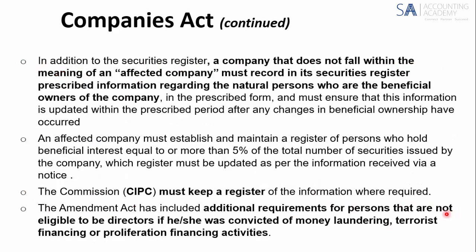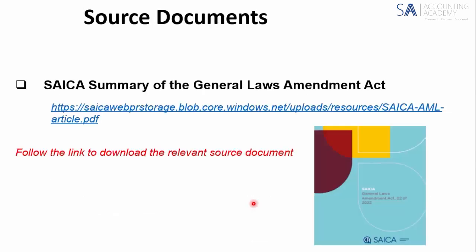Okay, so the annual return, we know. If a company does not fall within the meaning of an affected company, they've also got to record the information regarding the natural persons who are beneficial owners. So it still has to happen. SIPSI will keep the register of the information. Yeah, probably at this stage they're going to give us some leeway, but the functionality is already there. So everything is already included in there.